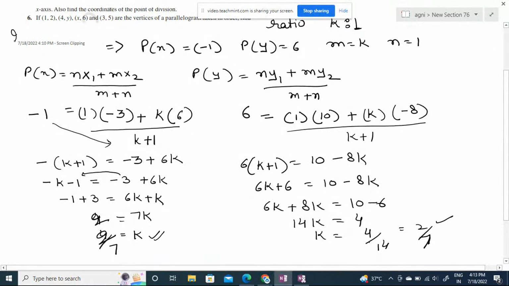Actually, this question is very important. Practice it whenever you go for any test and examination. Okay. Now the next question.